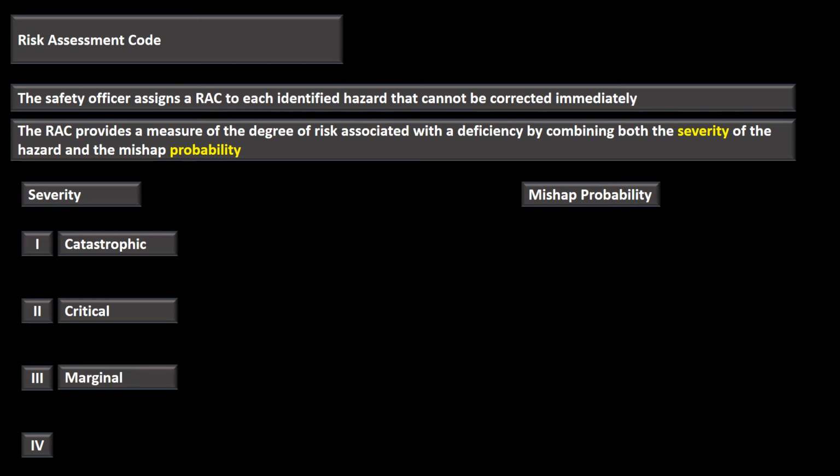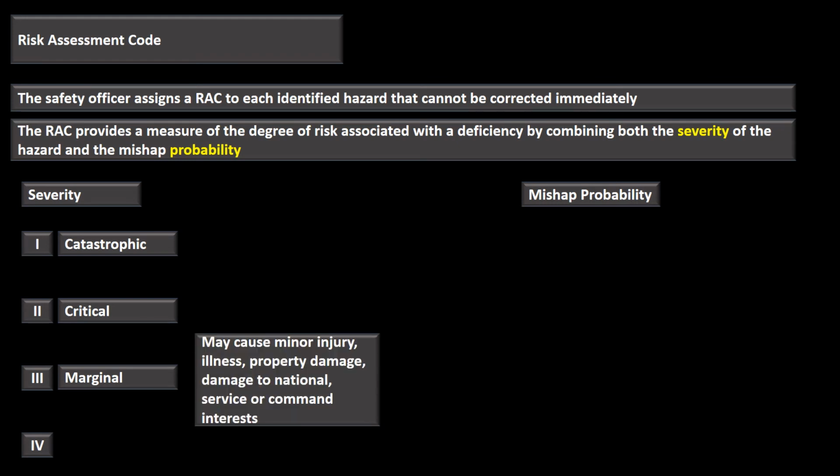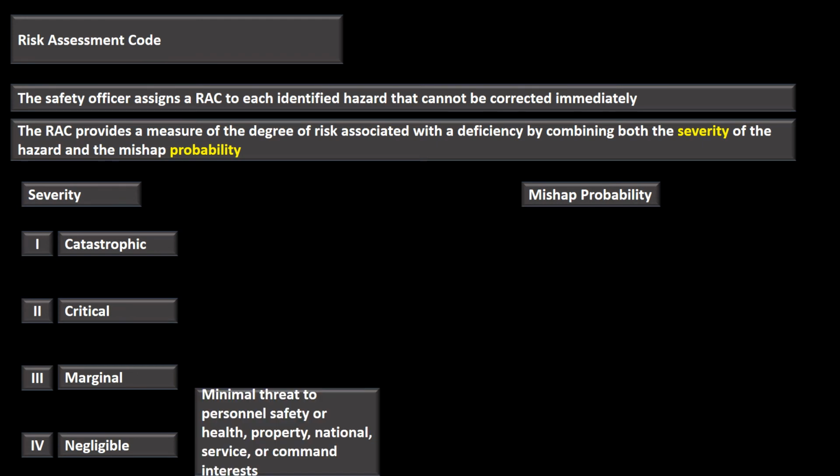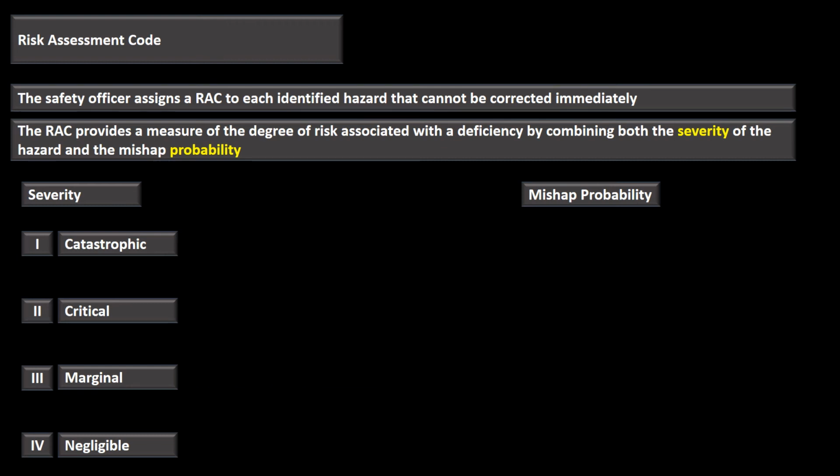All right. And then a level 3, we're going to say that's marginal. The severity of that is marginal, and that may cause a minor injury, illness, property damage, or damage to national service or command interest. And then 4, we're just going to say that's negligible. Minimal threat to personal safety or health or property or national service or command interest. It's the least. It's negligible. If the hazard is just going to cause minor injuries, that shouldn't be a huge issue. All right, so severity, 1 through 4: catastrophic, critical, marginal, and then negligible.